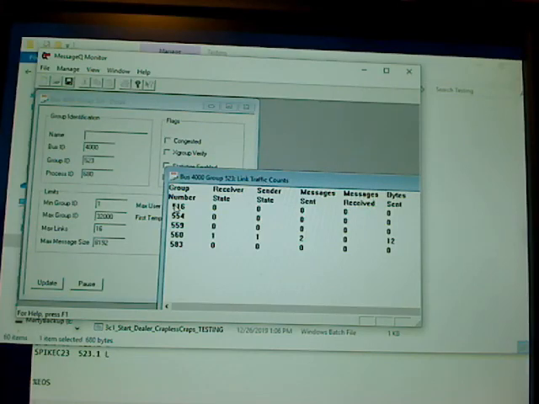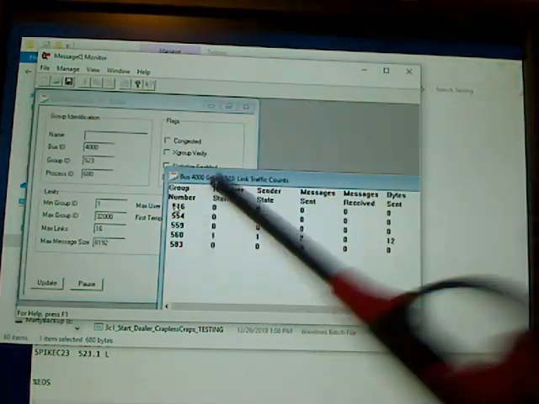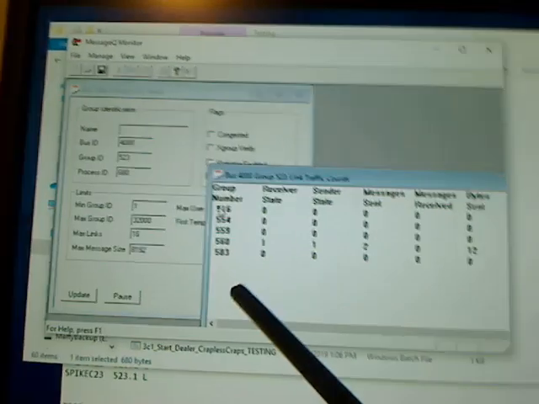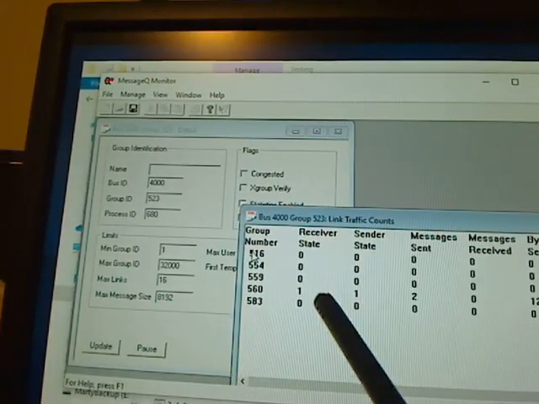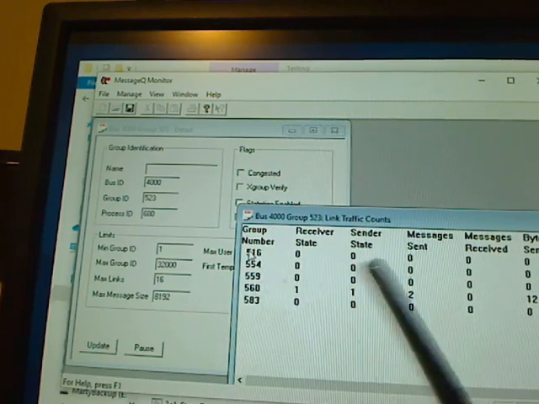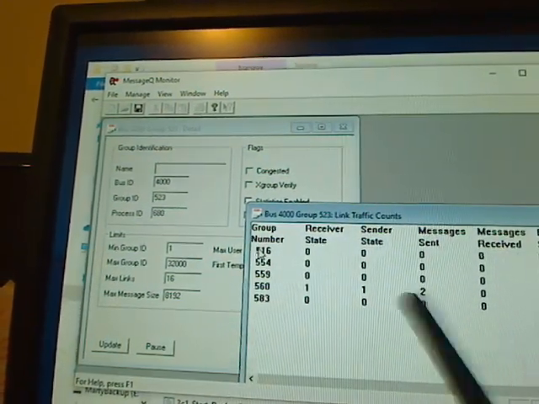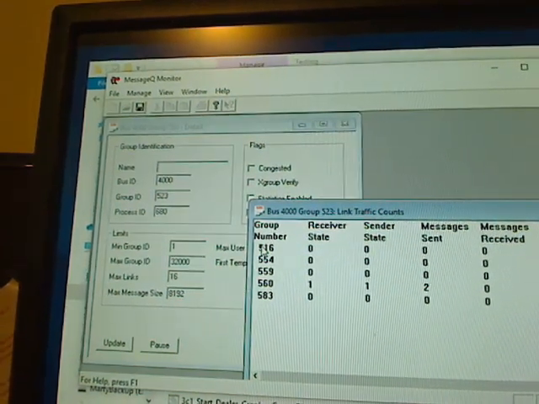And when I restart this view thing, it comes up. You see, there's DMQ group 560 just popped up out of the blue, right? And it's got a receiver and sender state of 1, which is very, very good. And it's going to be tracking how many messages sent and stuff like that. So we're now talking. We're talking on DMQ now.